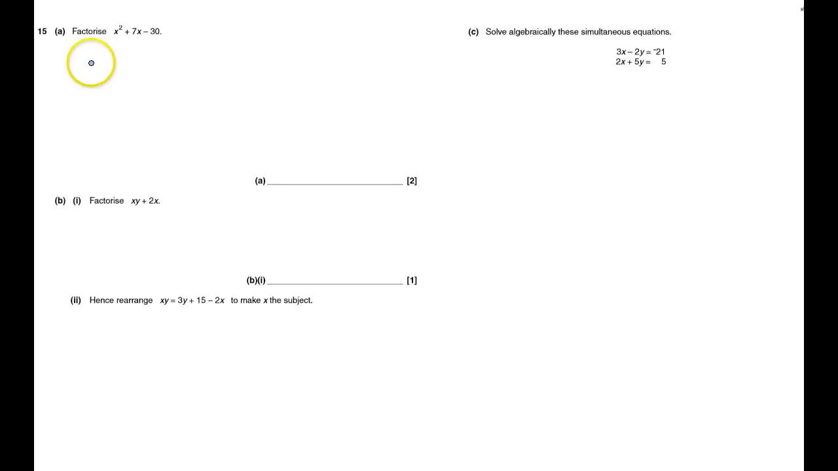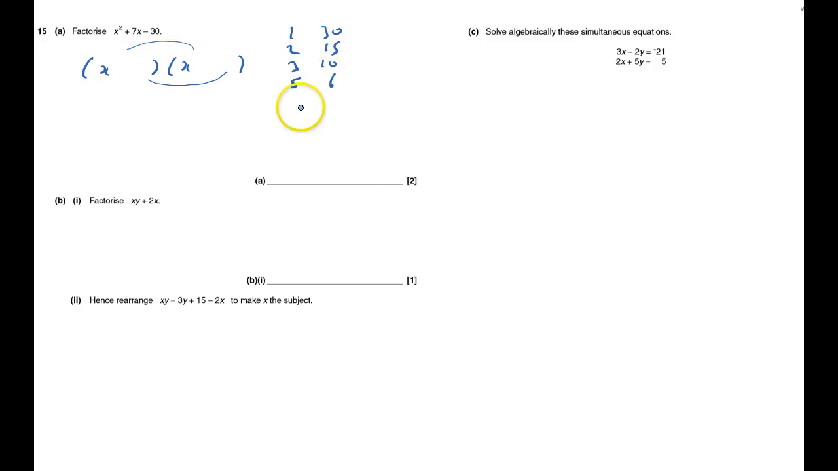Factorise this quadratic. It's x squared, so I'm going to have a bracket with x in both of them, because that will give me my x squared bit. And I've got to get 30, so I can either have 1 and 30, or 2 times 15, or 3 times 10, or 5 times 6. I quite like doing that. And I've got to get 7 using these somehow.